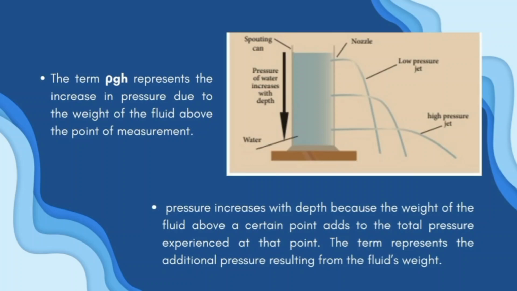Now let us consider the sample illustration here. Why do jets differ in strength? The top nozzle, at the shallow depth, has less water above it, causing lower pressure and a shorter jet, while the middle nozzle has more water above, causing a moderate pressure and a medium jet length. And lastly, the bottom nozzle, the deepest, has the greatest water column above, so it has the highest pressure and the longest jet. This demonstrates that pressure increases linearly with depth.